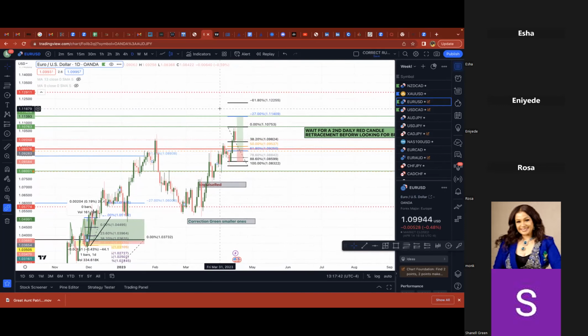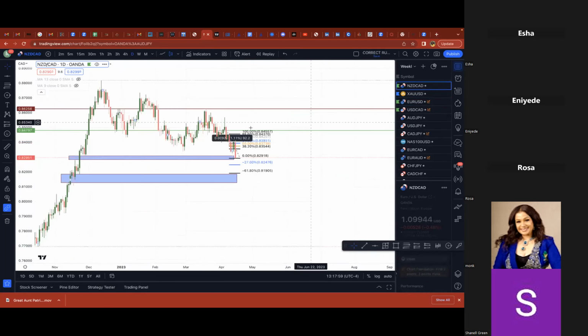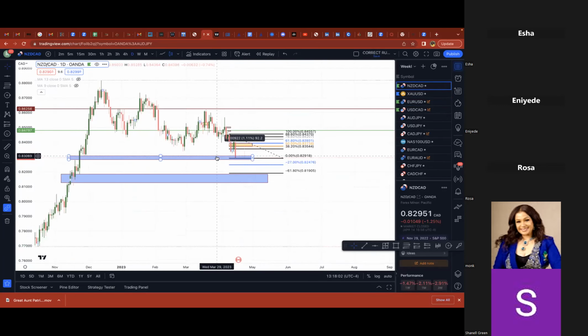So you'll see. As you see, we saw that with gold two weeks ago and last week. Gold just shot up. We saw that with what else last week? NZD CAD, or what was it? I think it was NZD CAD that shot down.